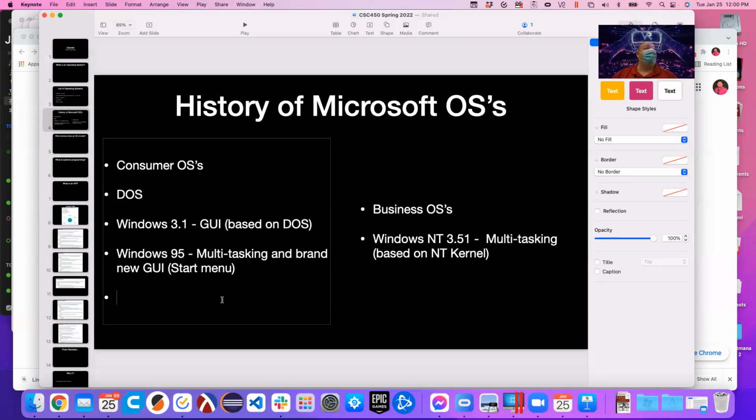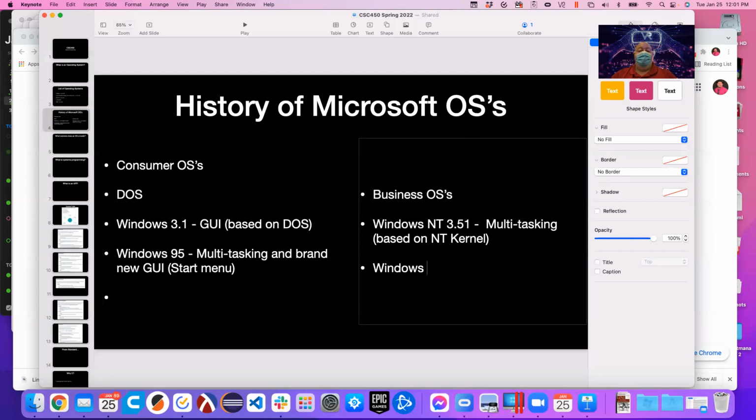What came out next after Windows 95? Windows NT 4.0. What did this bring? What did Windows NT 4.0 bring? Probably still built on top of the NT kernel. The whole NT 4.0 thing kind of gives it away, right?